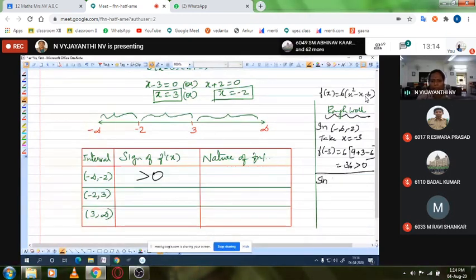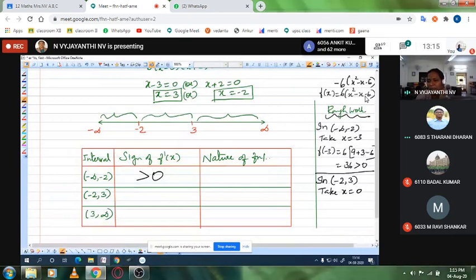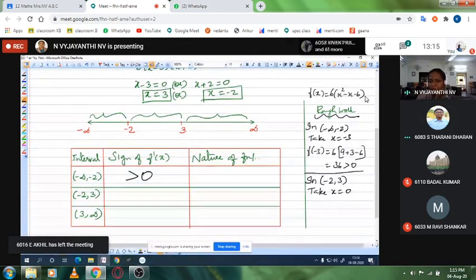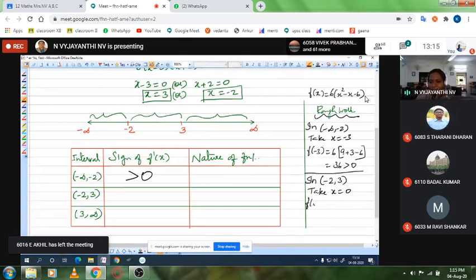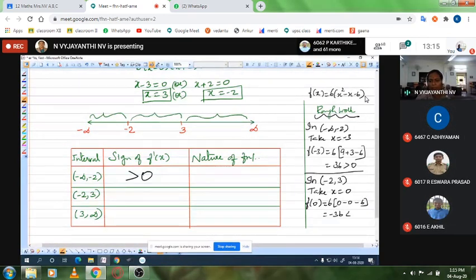What is the second interval? Why are you considering that 6 also? It is taken commonly out. That is okay, but if you take minus 6 commonly out, you have to multiply minus 6 with this, and this will become less than 0. That mistake normally everyone commits, that is why we are taking that 6 also. So what will be f of 0? 6 into 0 minus 0 minus 6, which is minus 36, less than 0.